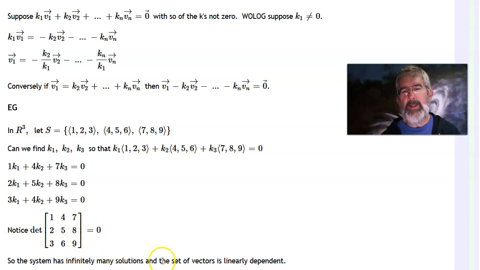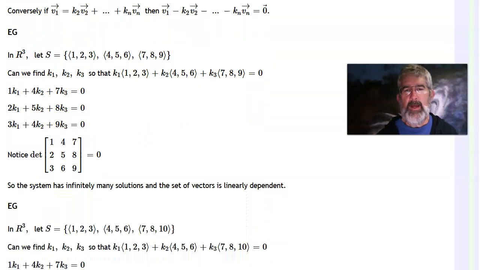So the system has infinitely many solutions, and the set of vectors is linearly dependent, right? That there is a way to find k1, k2, and k3 to make this equal to 0. Just use the techniques from the beginning of the class. I don't need to do it here.